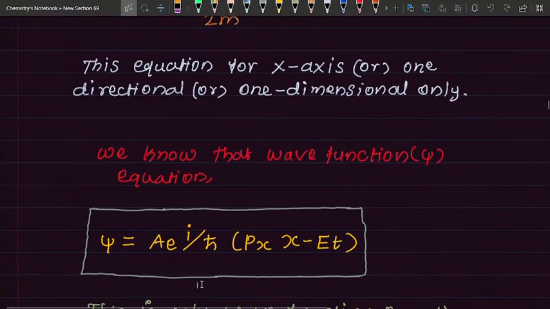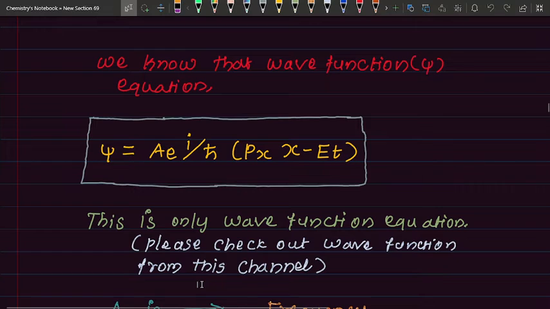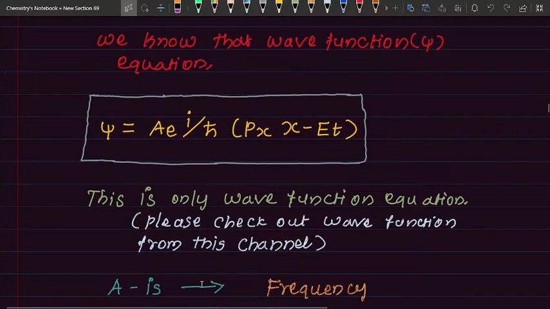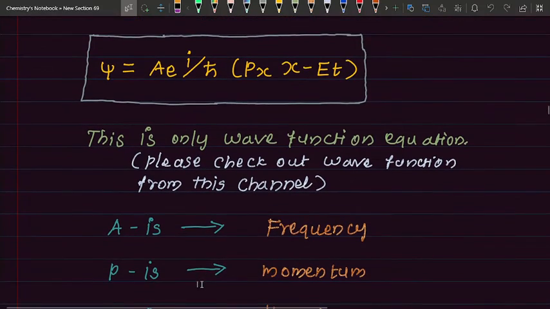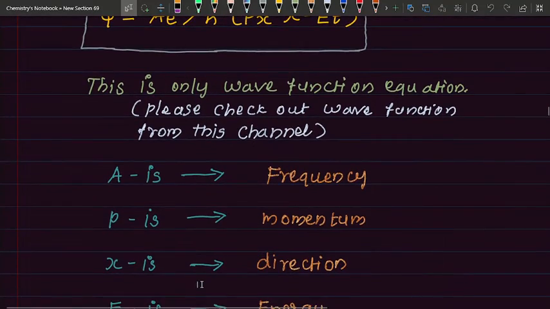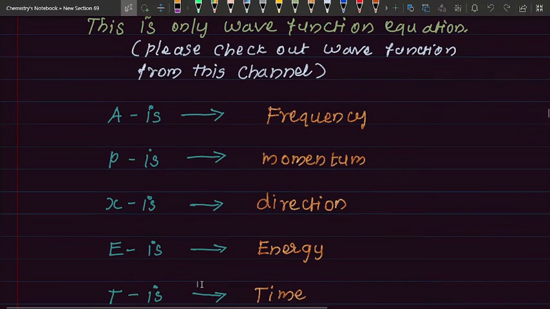We know the wave function psi equation, which we have already seen: psi equals A e power i by h cut (px x minus Et). This is the wave function equation; please check out the wave function video on this channel. Here A is the amplitude, p is momentum, x is direction, E is energy, t is time.